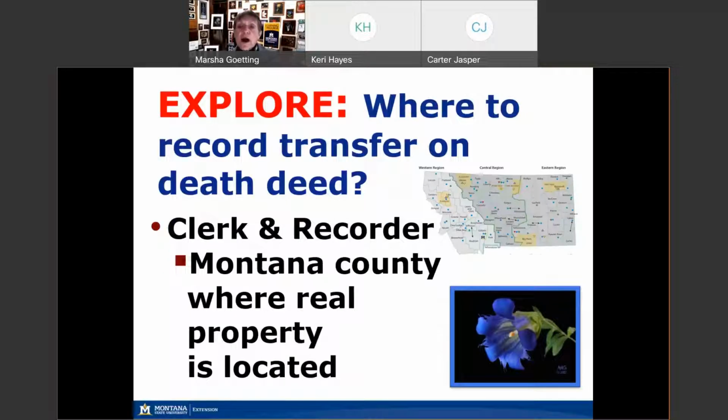So you file them with the clerk and recorder where your real property is located. Okay, so I would file my transfer on death deed in Gallatin County. Now, some of you have a beneficiary deed and you may think, oh my gosh, I got to refile. No, no, no. The legislature allows you, those were grandfathered in, so you're fine. But if you're going to lose sleep over it, go ahead, file another one.